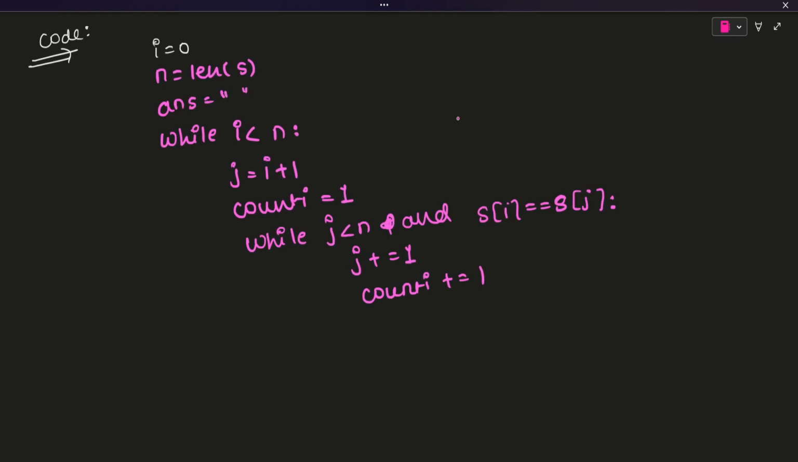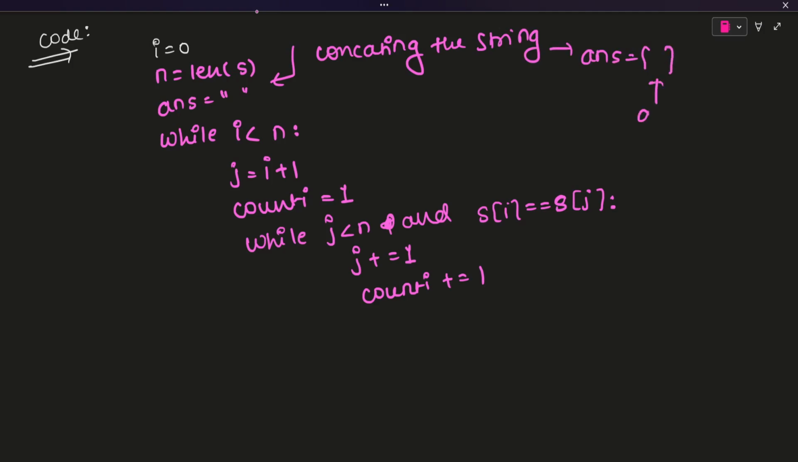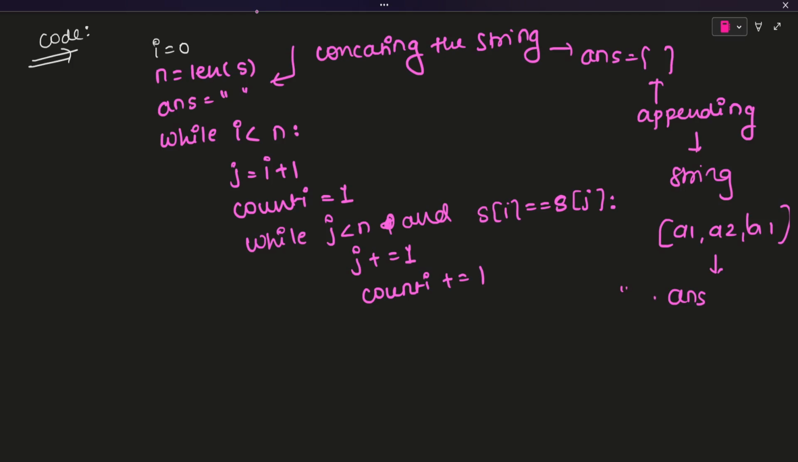There we will keep on concatenating the data. So this is the approach where we are concatenating the strings. Another approach we can take is to have one ANS array, and keep on appending the strings, right? So we can have strings like A1, A2, B1, something like that. And then at the end, basically, we can use the join and join the strings.